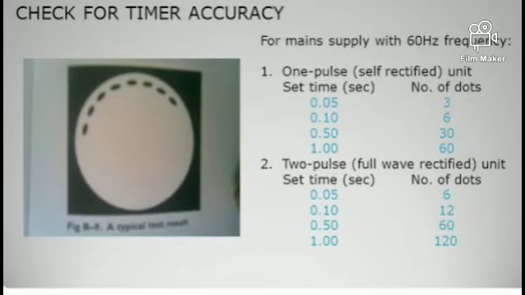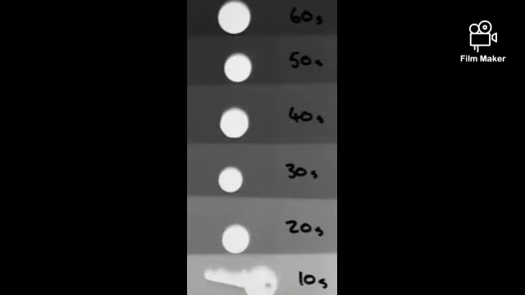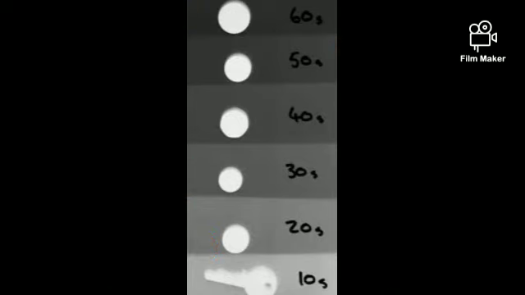In the next image you can see how we record the images on the film. The number of arcs you see is the number of exposures you have received, and that is the time required for each exposure. You can also record whether it is underexposed, okay, or overexposed. You can see this in the image. So that was all about the timer check, and its accuracy should not be more than 10%.